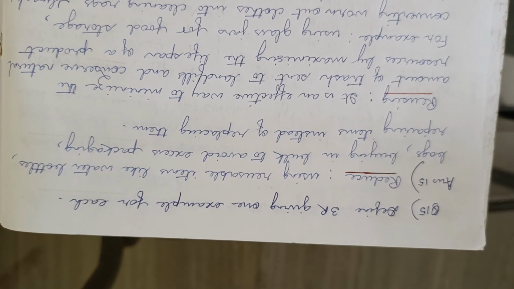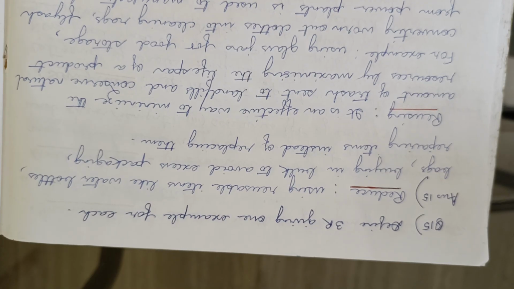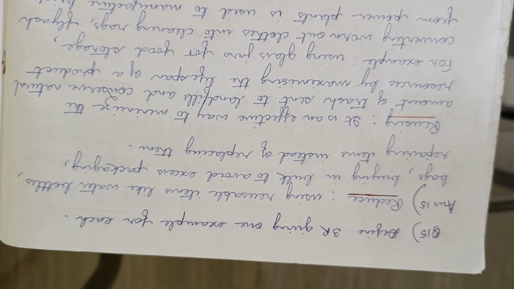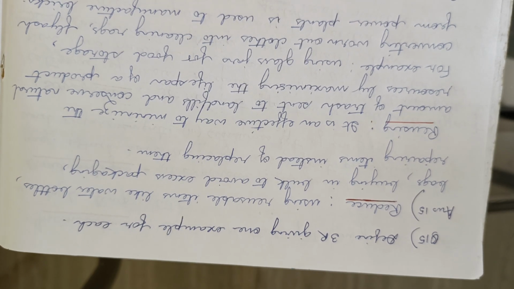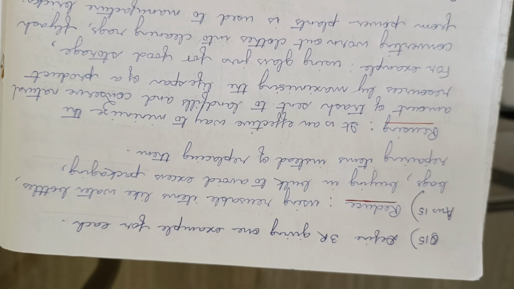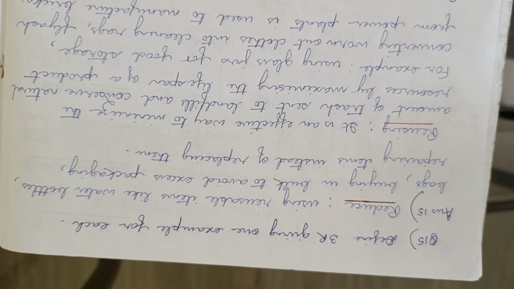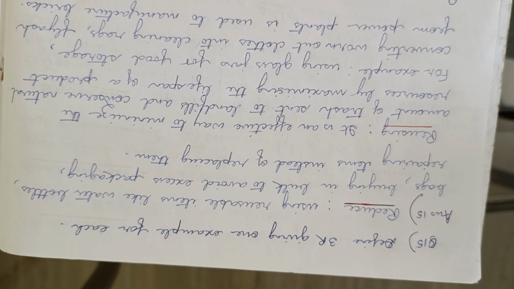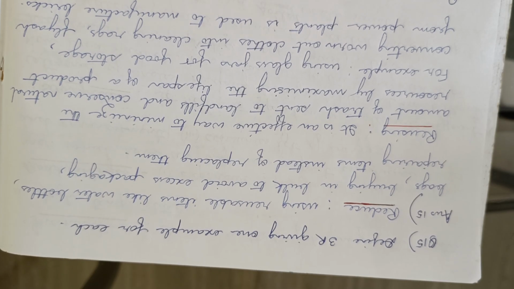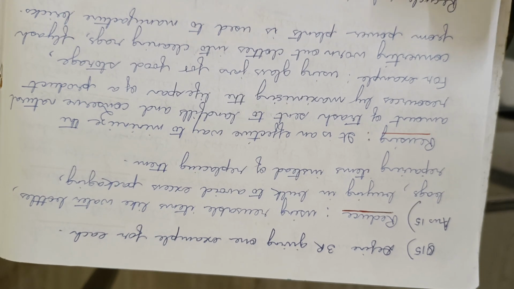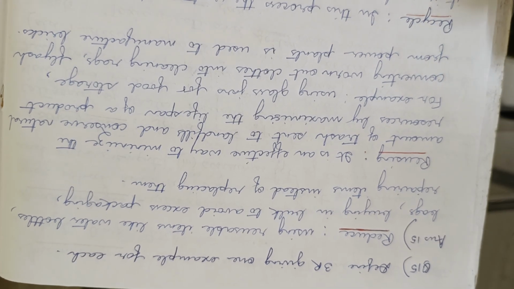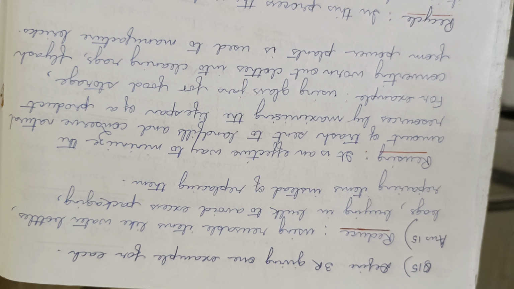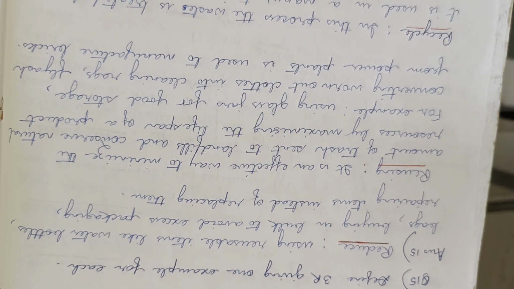Define 3R giving one example for each. First, reduce. Reduce means using reusable items. That means I am not unnecessarily throwing and again buying something new. So I can reduce my waste if I use those items again and again, like water bottles, bags, buying in bulk to avoid excess packaging, repairing items instead of replacing them.